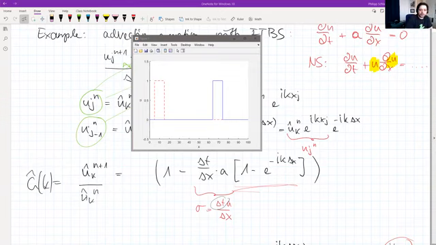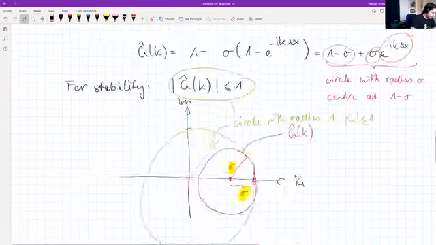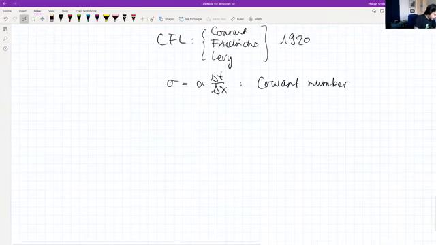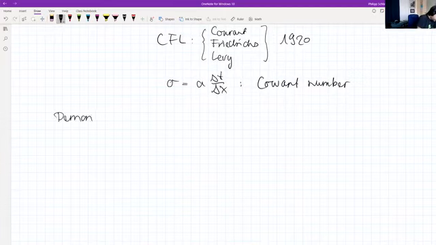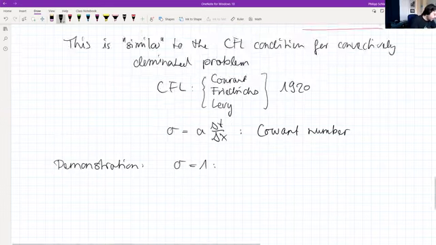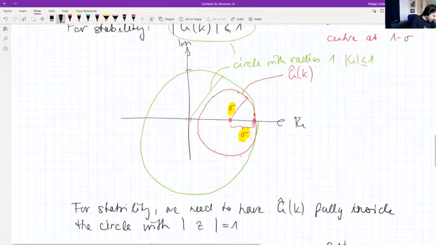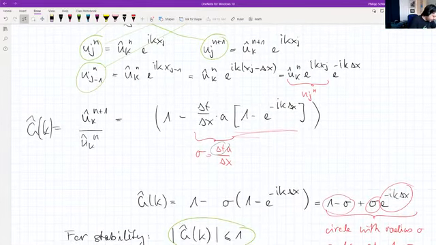So I show you a first run, the first demonstration. If I choose sigma to be 1, that's maybe the first question. What happens if I choose sigma equals 1? Well, that's actually something that we could even look at analytically.